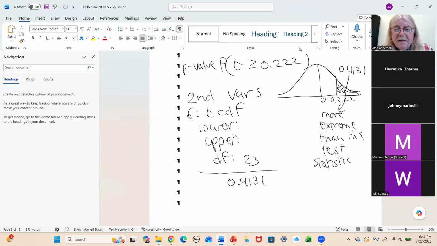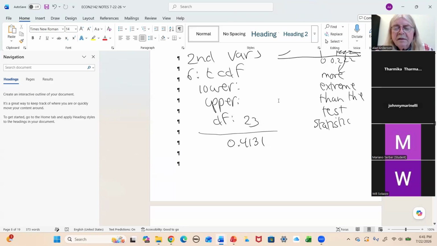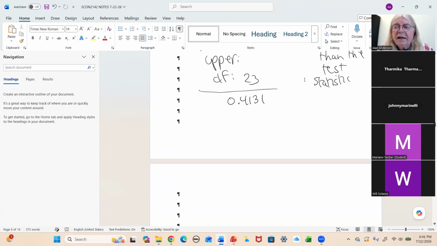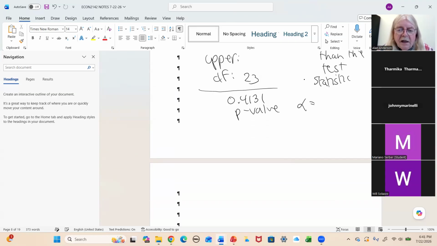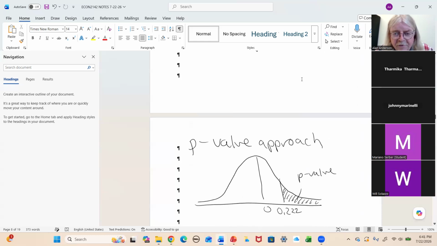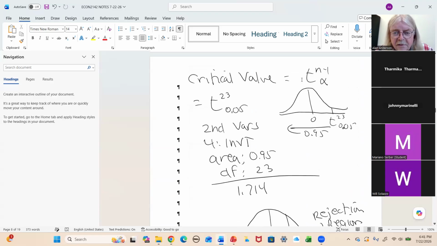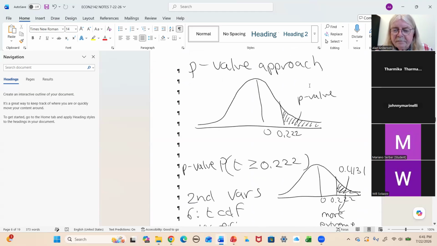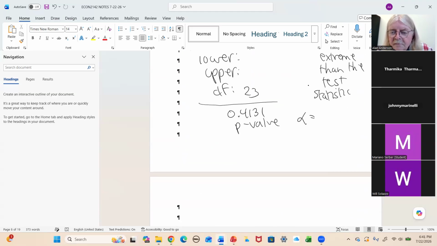And so if we end up with a p-value that's less than or equal to alpha, then we have to reject the null. But here, that's not going to happen, is it? No, because this is our p-value. I think the alpha for this one is 0.05, but let's just confirm that. Yes, 0.05. So clearly the p-value is well above alpha, and that means do not reject.